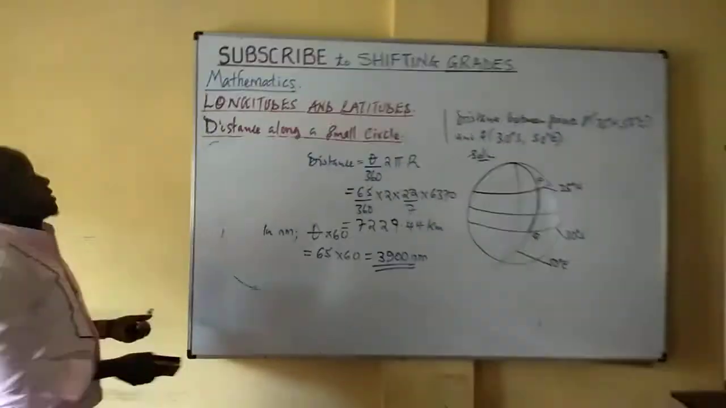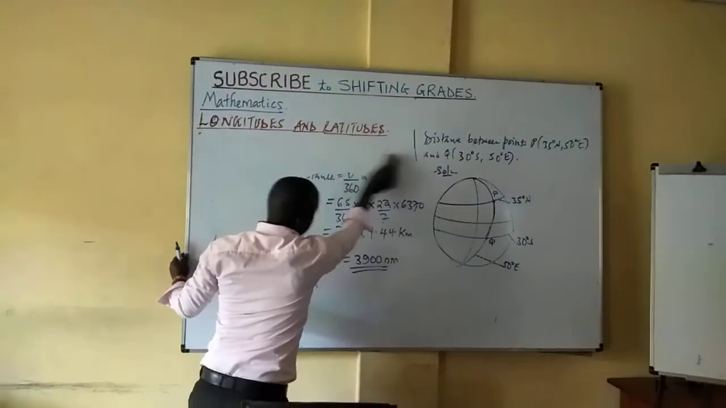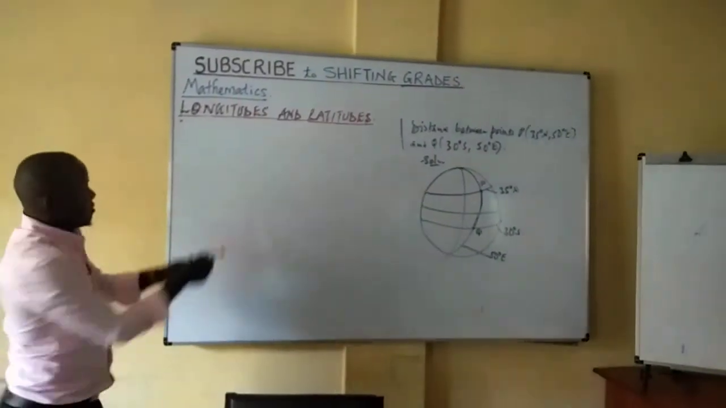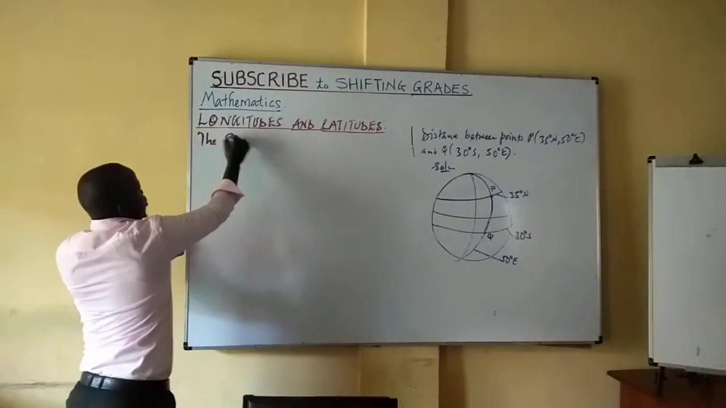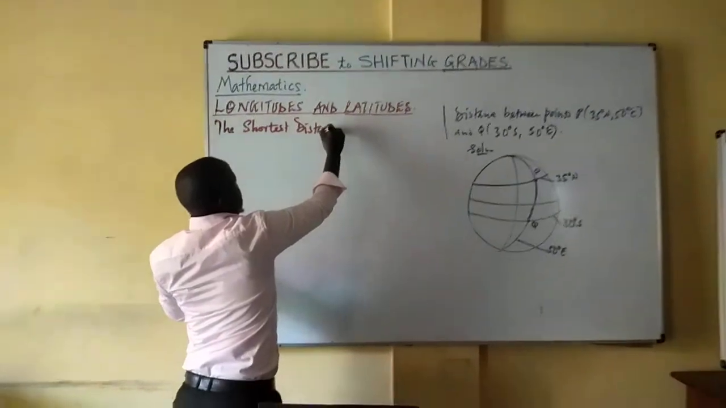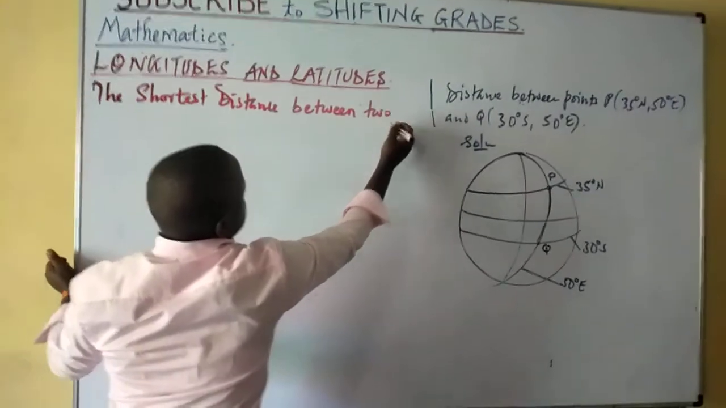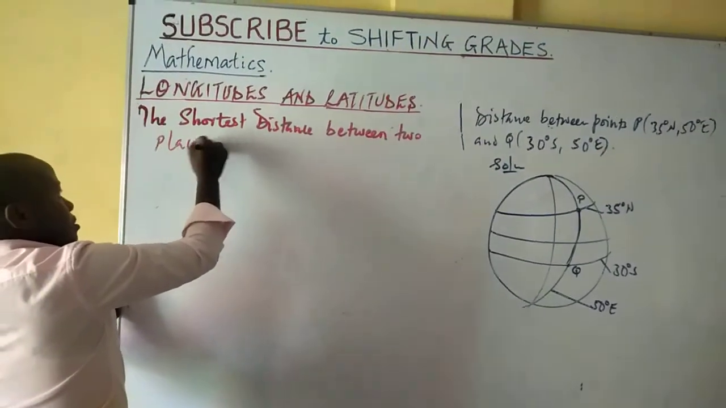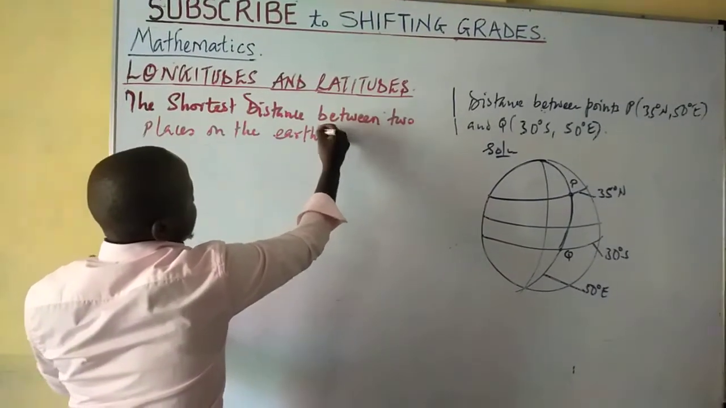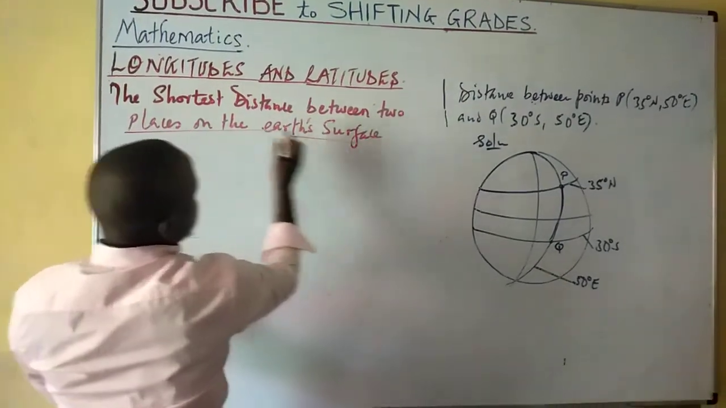With that, I would like to give something, and that is the shortest distance between two places on the Earth's surface. To determine this, we are going to follow an example.